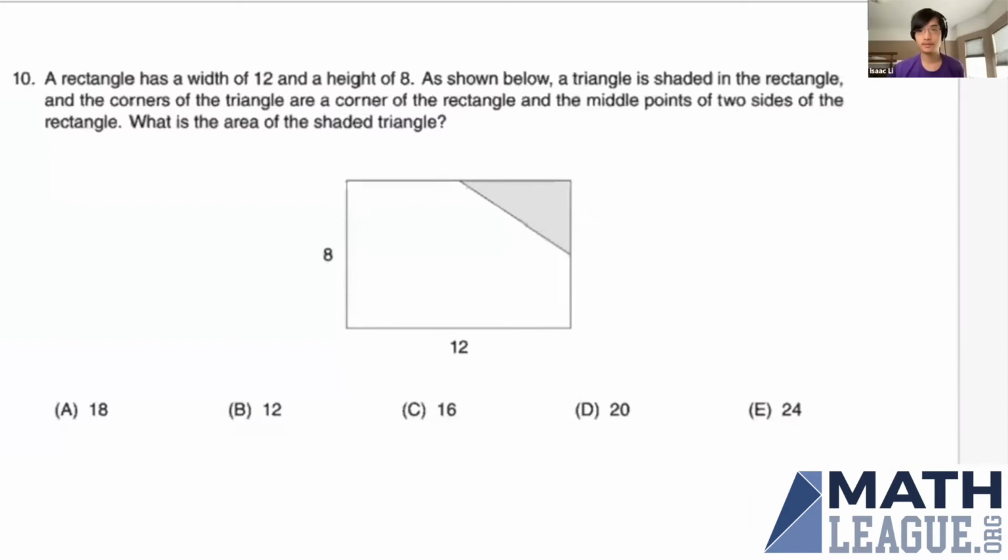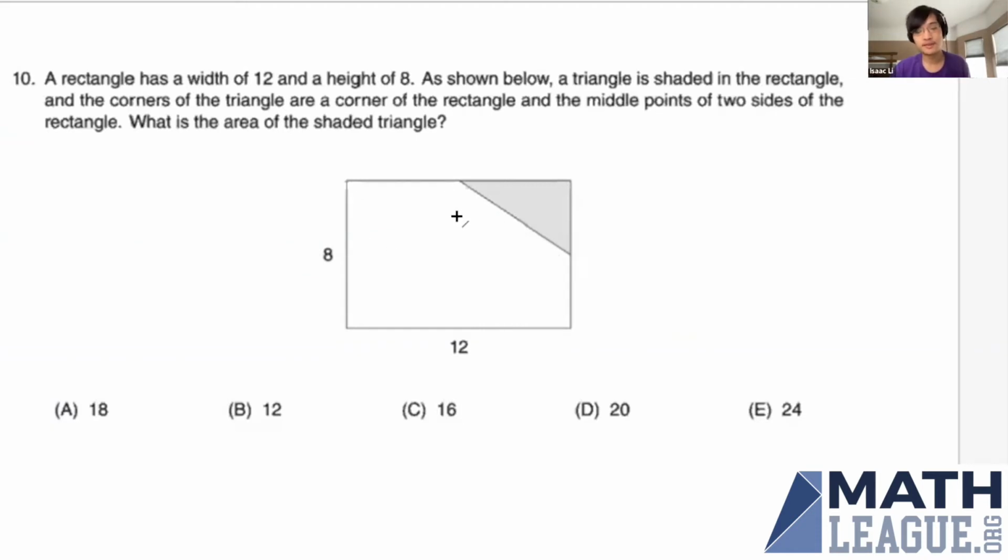All right, here's the problem. So this is sprint 10, and let's read it. A rectangle has a width of 12 and a height of 8. As shown below, a triangle is shaded in the rectangle. And the corners of the triangle are a corner of the rectangle and the middle points of the two sides of the rectangle. And we want to find the area of this shaded triangle.